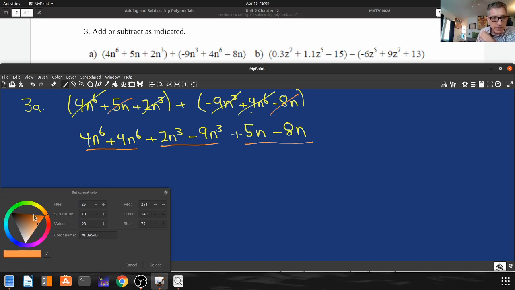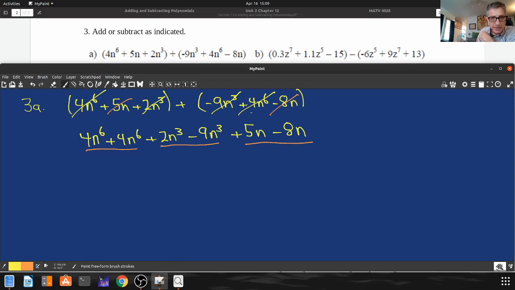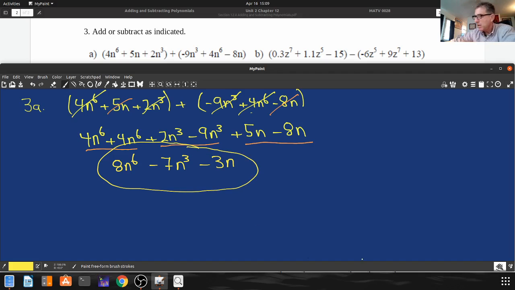So, copying down on the next line. 4n to the 6 plus 4n to the 6. 4 plus 4 is 8. 2 minus 9 is minus 7n cubed. So this is a polynomial in the variable n. And 5 minus 8 is minus 3n. And that's our answer. The next thing we're going to do is the decimal one. It's not so hard.